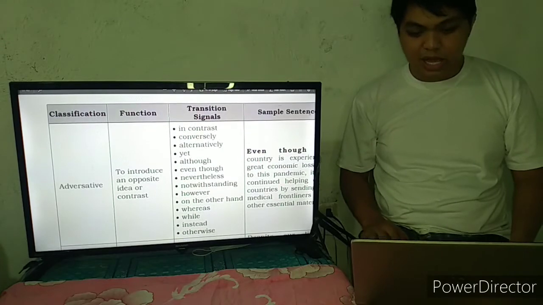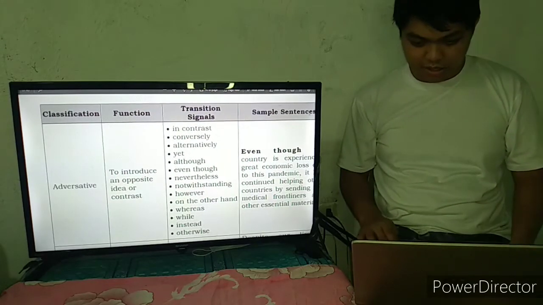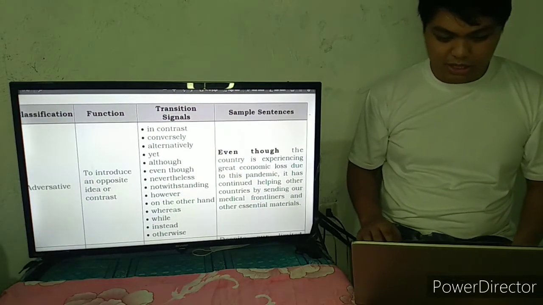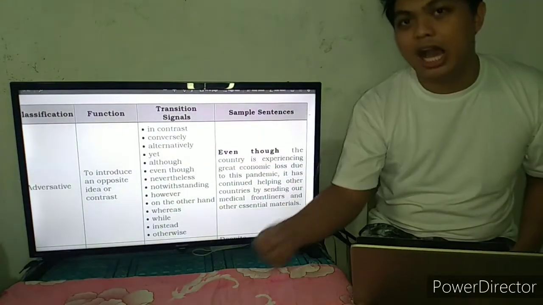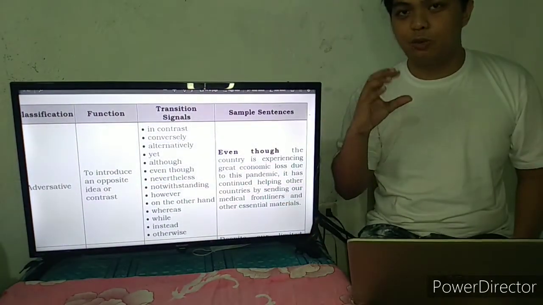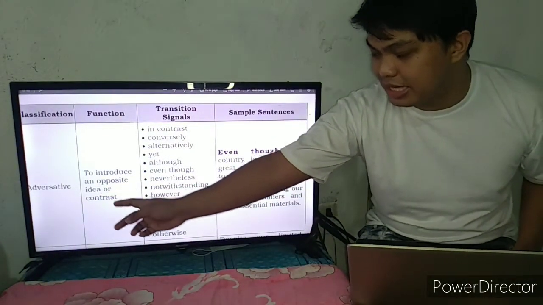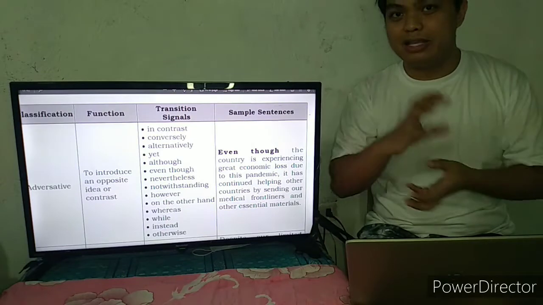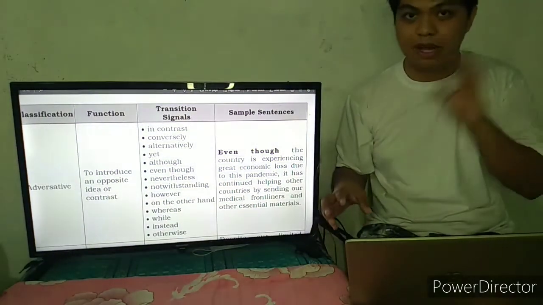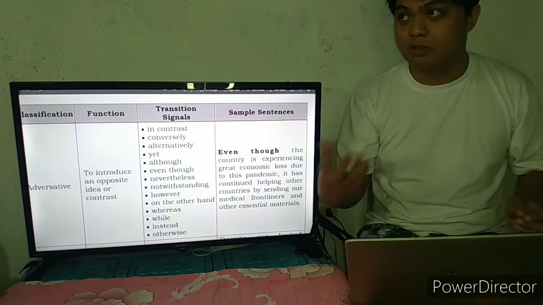So, nandito na tayo sa adversative. Okay? So, ano naman yung adversative? So, ang function ng adversative mula sa word na adverse is to introduce an opposite idea or contrast. So, magkabaligtaran naman. So, ang formula dito is positive plus negative or negative plus positive.